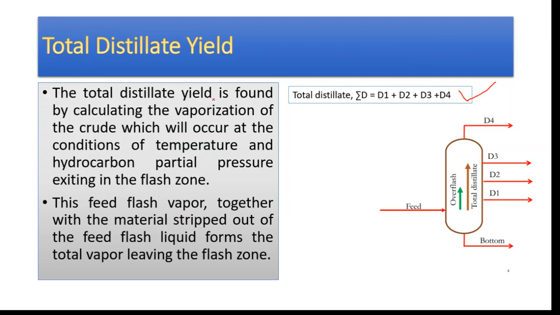The total distillate yield is found by calculating the vaporization of crude which will occur at the condition of temperature and hydrocarbon partial pressure in the flash zone. And how can we get it? The total distillate leaving the flash zone has two terms. One is the feed flash vapor, and the second is the material stripped out from the feed flash liquid. We'll explain with the help of the diagram how the total distillates are obtained. That is the target of this video.